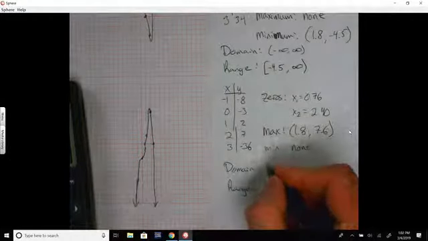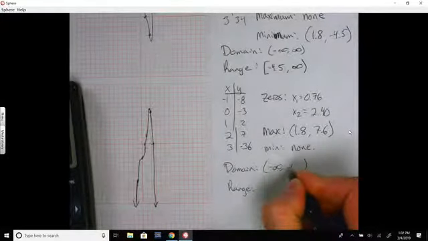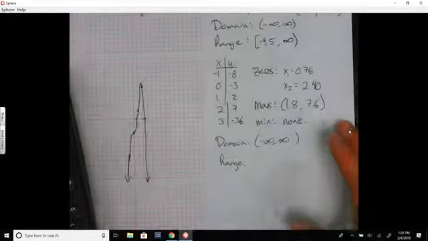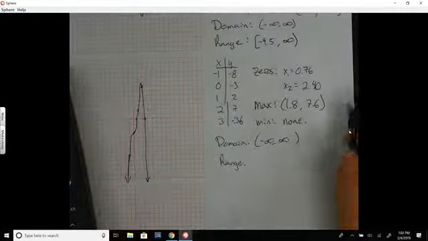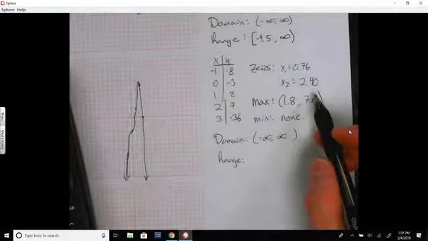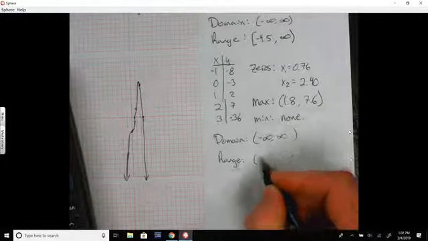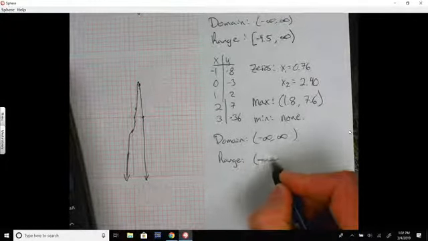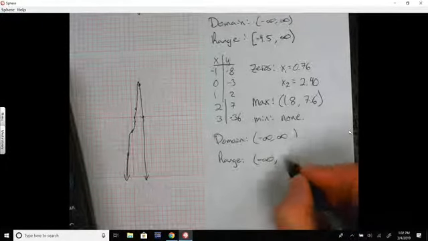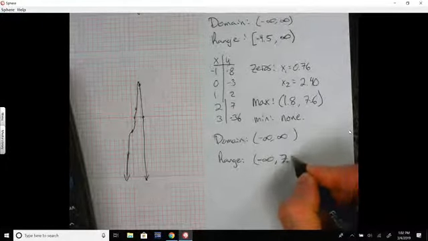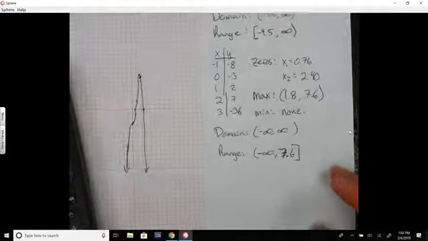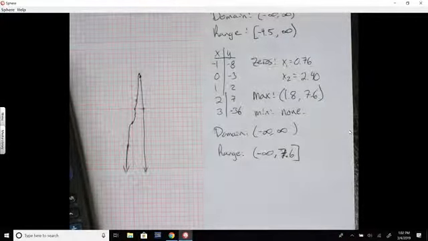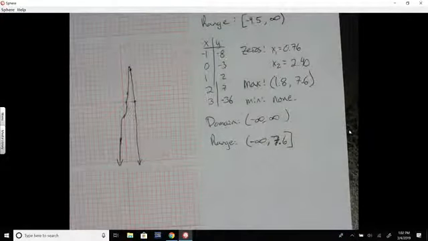Alright, domain. Negative infinity to infinity, always. Range: I have a maximum, so my lower bound would be negative infinity. My upper bound would be 7.6 with a bracket. Yes. Remember with interval notation, it needs to be lower bound followed by upper bound.